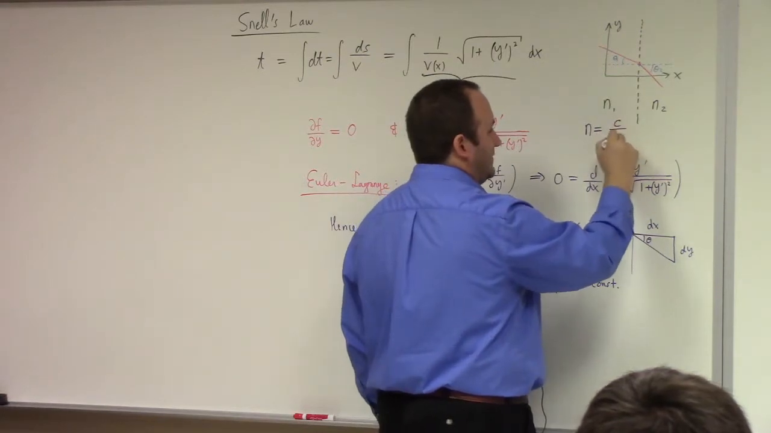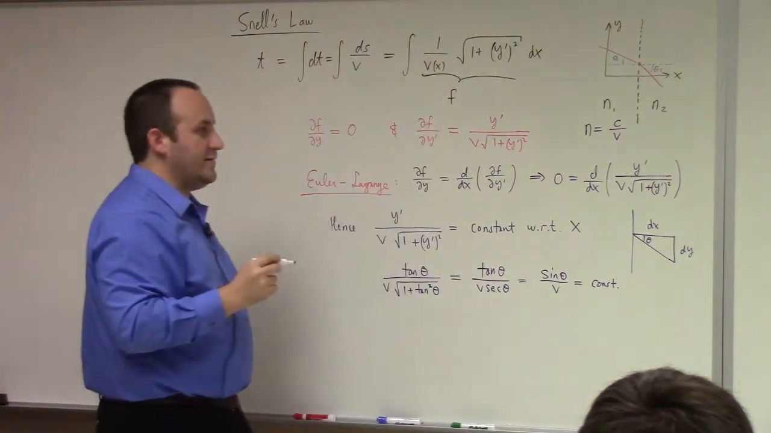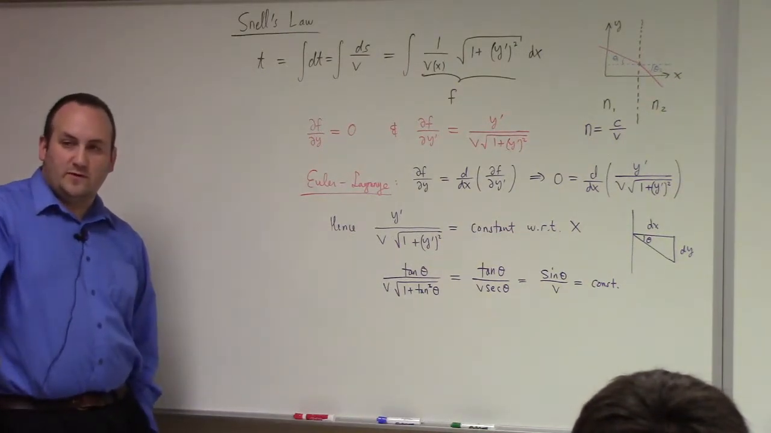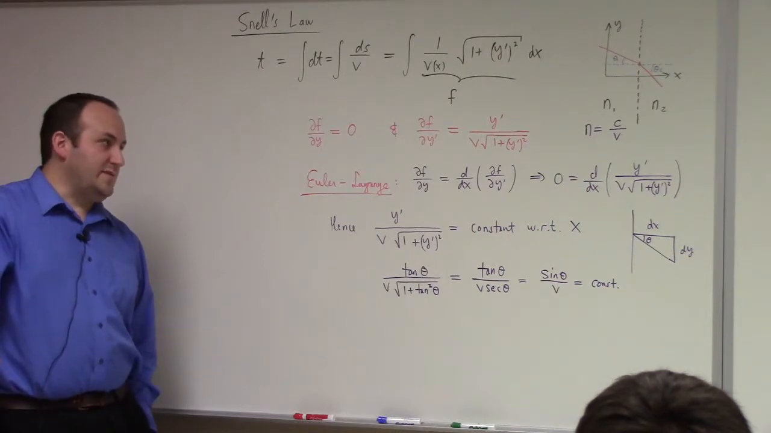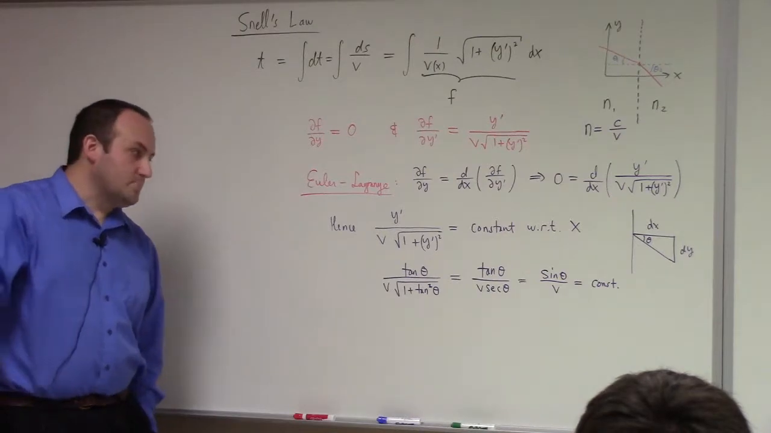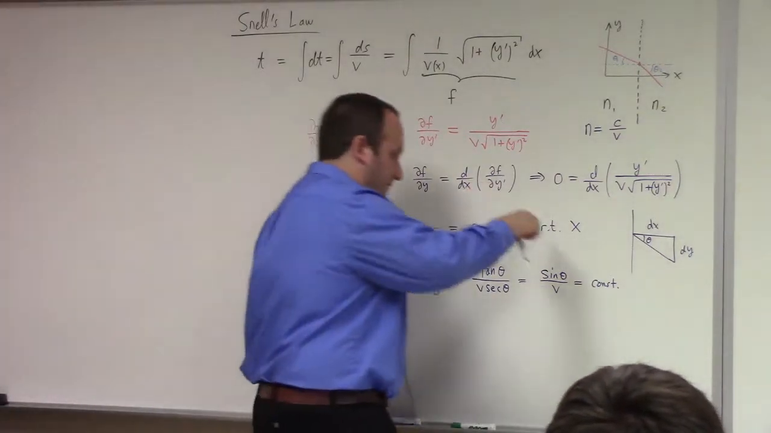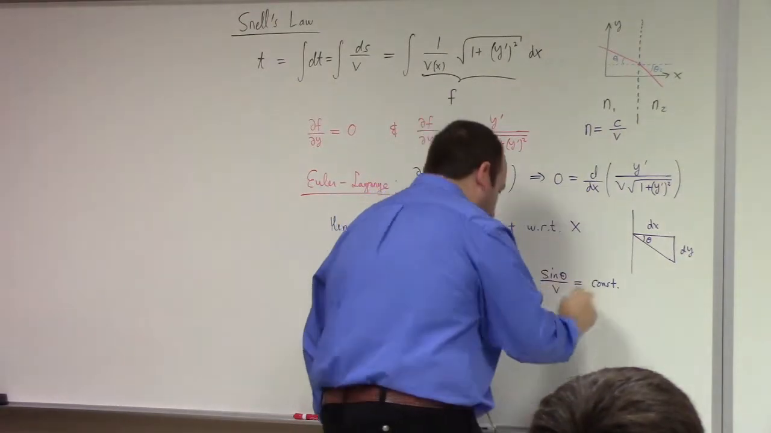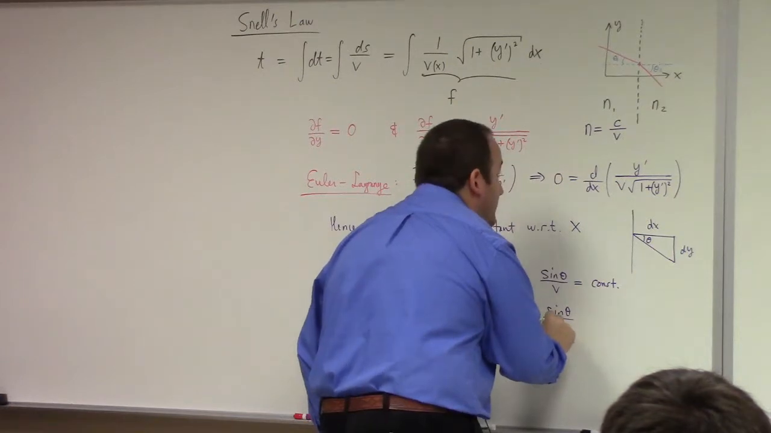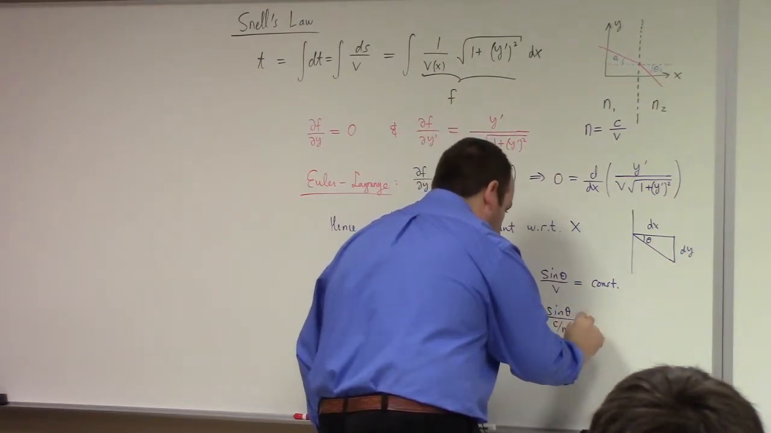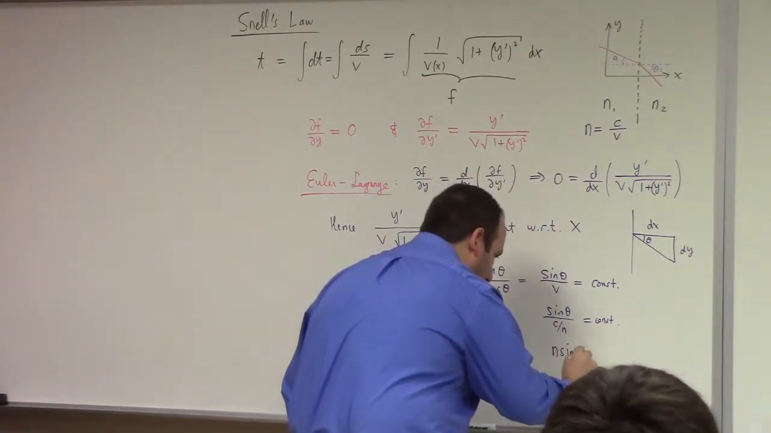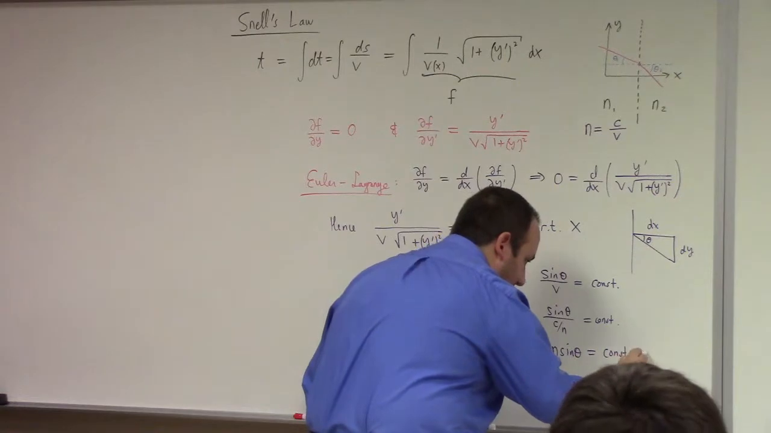The index of refraction is usually greater than 1. So the index of refraction in the vacuum is 1. In air, it's about 1.002, which means that the speed of light in air is slightly slower than it is in vacuum. Anyway, so if I do that down here, then this, of course, gives me what? Sine theta over c over n equals a constant, or simply n sine theta is equal to a constant with respect to x.